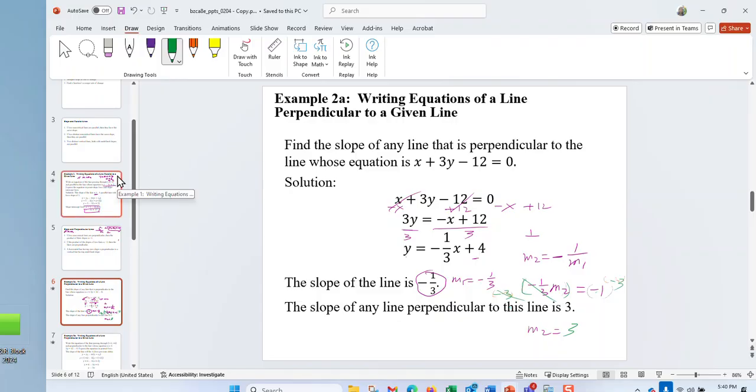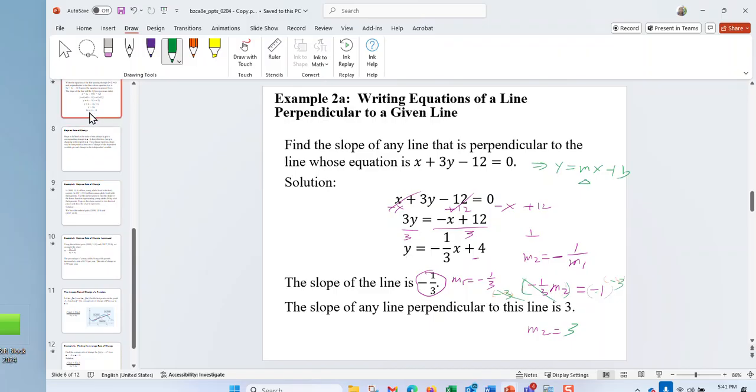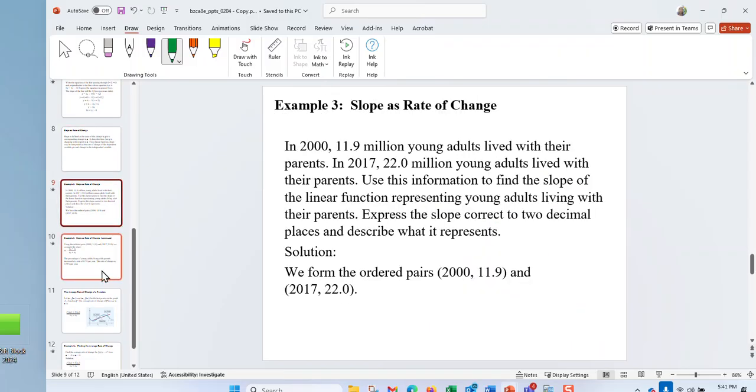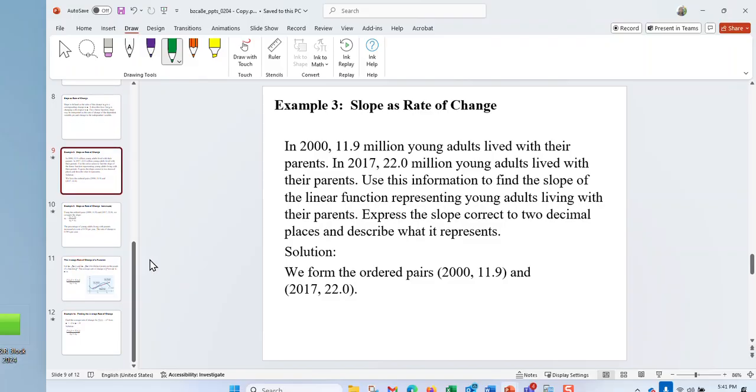So that's how you find a perpendicular slope. Basically you have to write this one into y = mx + b form, so you can find the m. Okay, alright, a little bit of application. Slope is the rate of change, right? So look at this one right here.